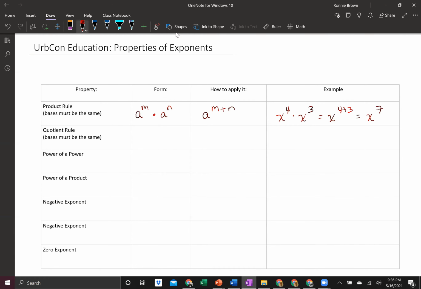So again, the bases must be the same. If they aren't the same, then there's nothing else that we could have done to the problem. However, they were the same. They're both x's.